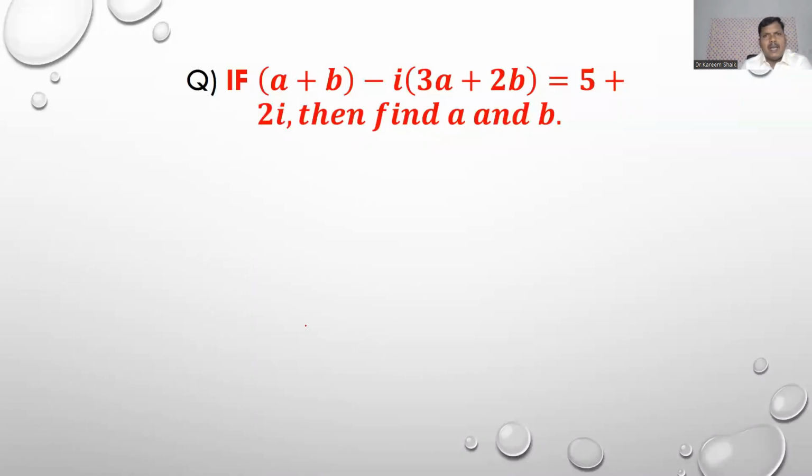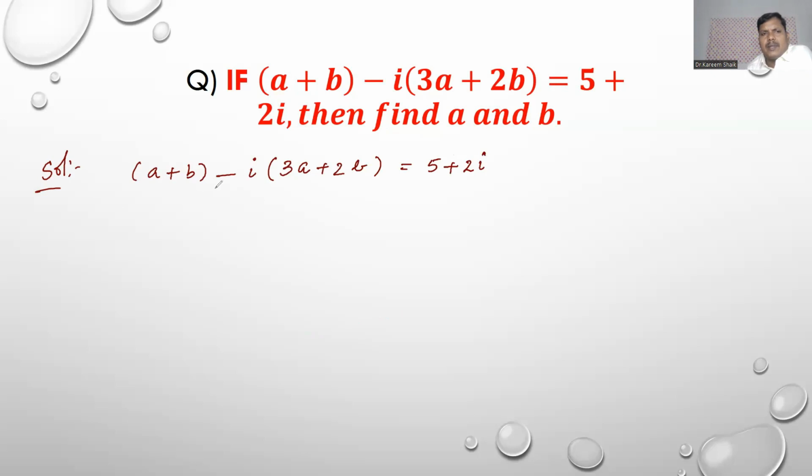Yes, (a + b) − i(3a + 2b) = 5 + 2i. Let's start. Observe here. Left hand side complex number real part is a + b, right hand side complex number real part is 5. And left hand side complex number imaginary part is 3a + 2b, right hand side imaginary part is 2.